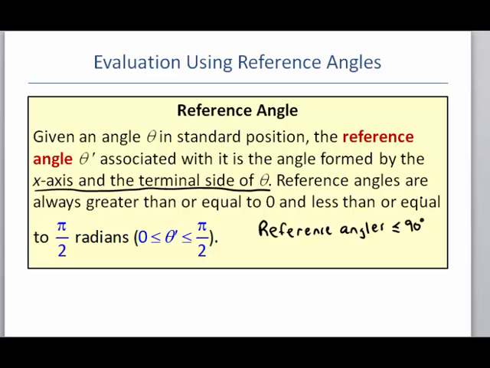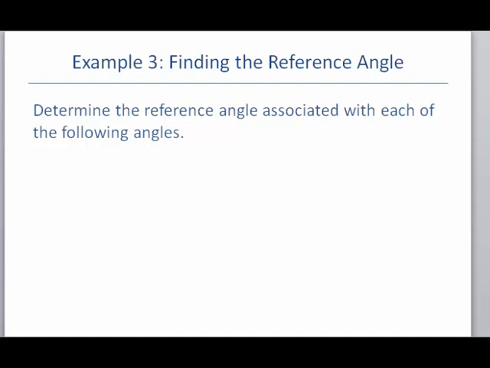So let's look at a few examples of finding reference angles. Our example says, determine the reference angle associated with each of the following angles. We're going to do several examples here. We're going to start with an angle of 120 degrees.